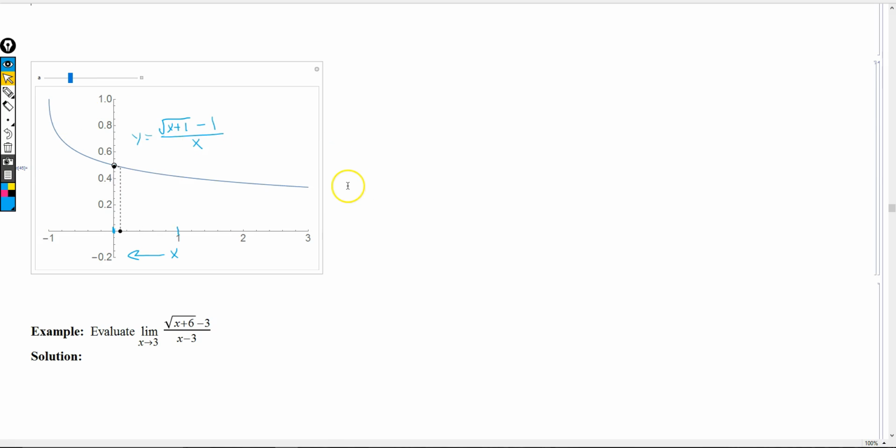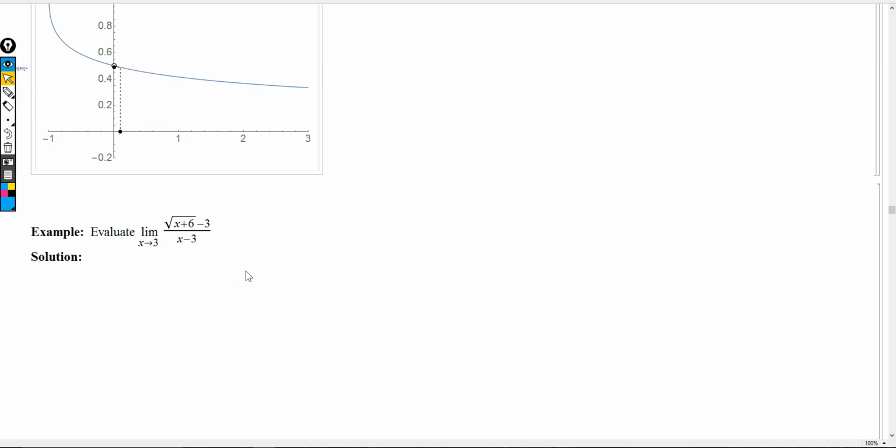All right, so let's take a look at another example down here. If you'd like, with these examples, you can always try these on your own. You can pause the video and try it on your own. With this one, we're looking at the limit as x approaches 3 of this quantity. Let's see what happens if we try to plug 3 in for x right away.